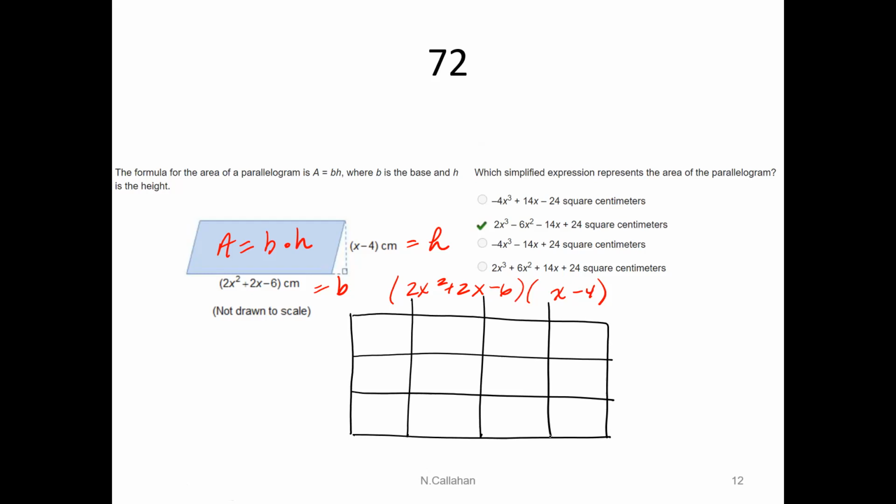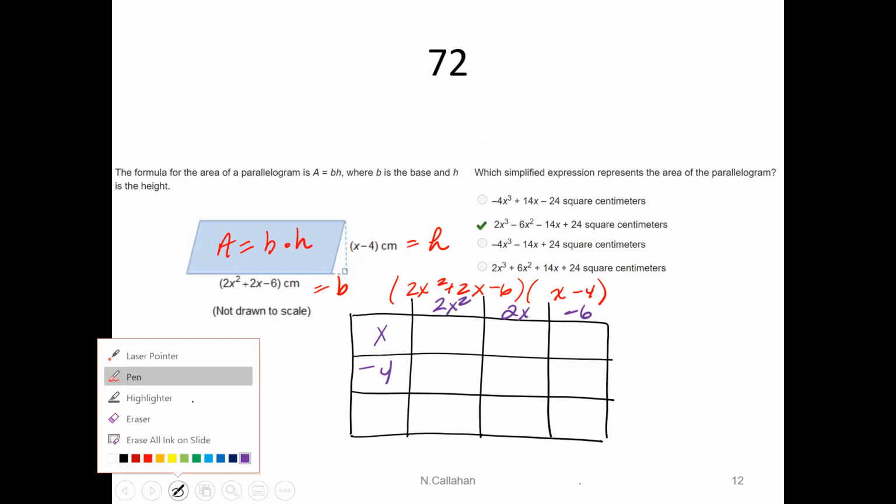So then looking at my table, this is where you're going to be writing. I'm going to move this up a little bit so you guys can see better. There we go. So then we're going to put in 2x squared, 2x minus 6, like that. And then on the side, it's going to be an x and a minus 4. And then what we have to do is just fill in the table by multiplying.